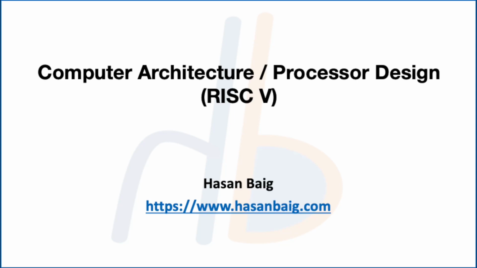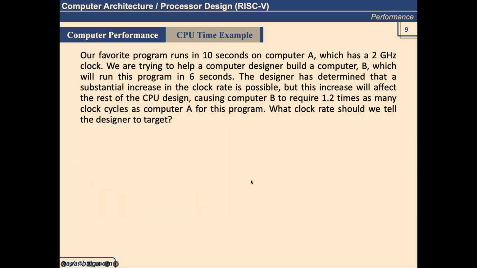So let's have a look at an example. You might also be given a similar kind of description in your exam or in assignment number 2 as well, so you need to understand the program. Our favorite program runs in 10 seconds on computer A, which has a 2 gigahertz clock. So we are given the CPU time and a clock rate for computer A.